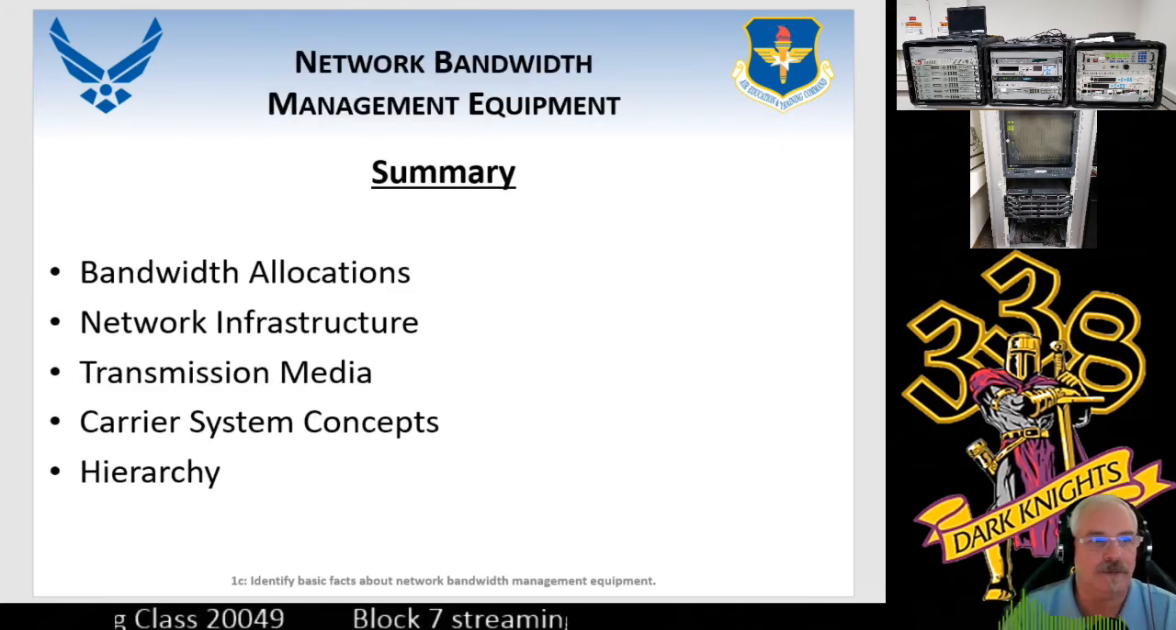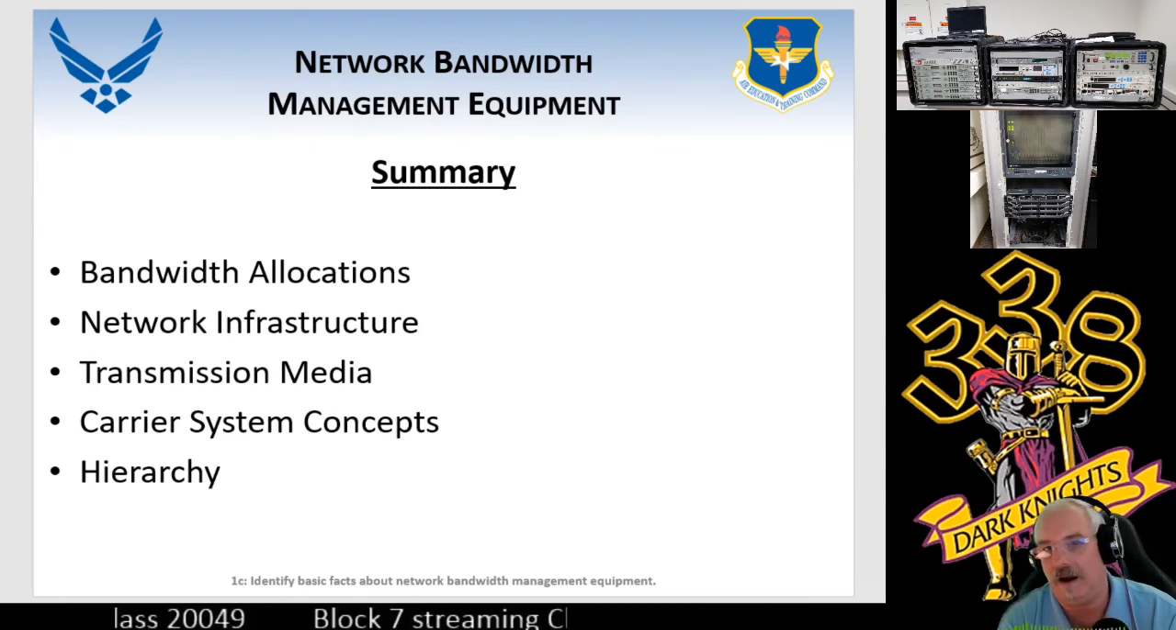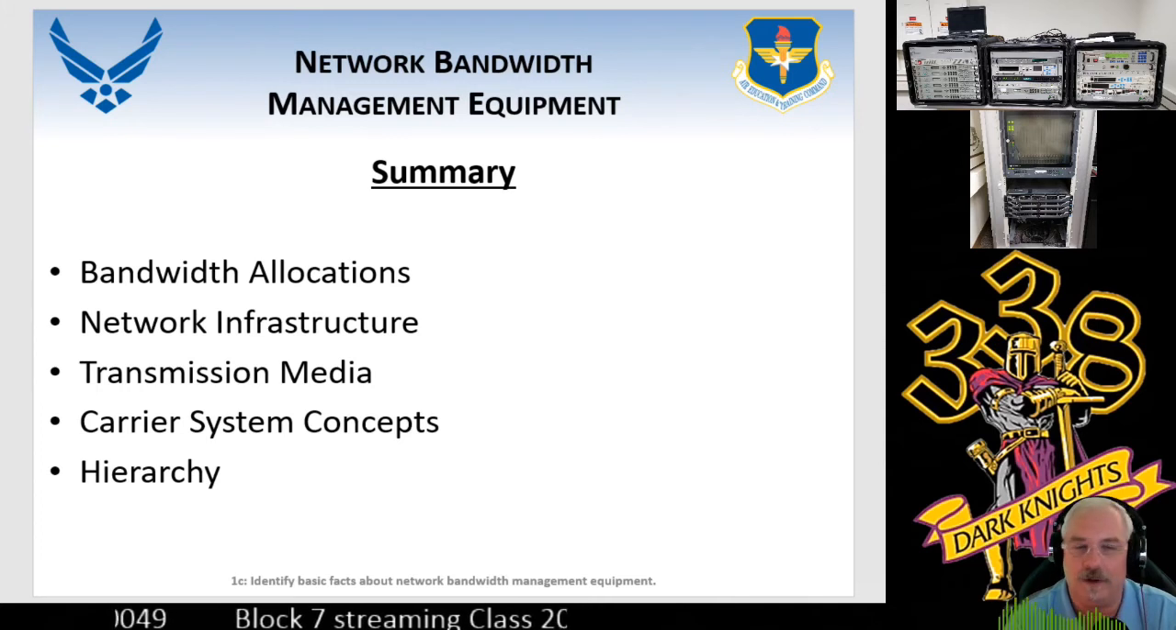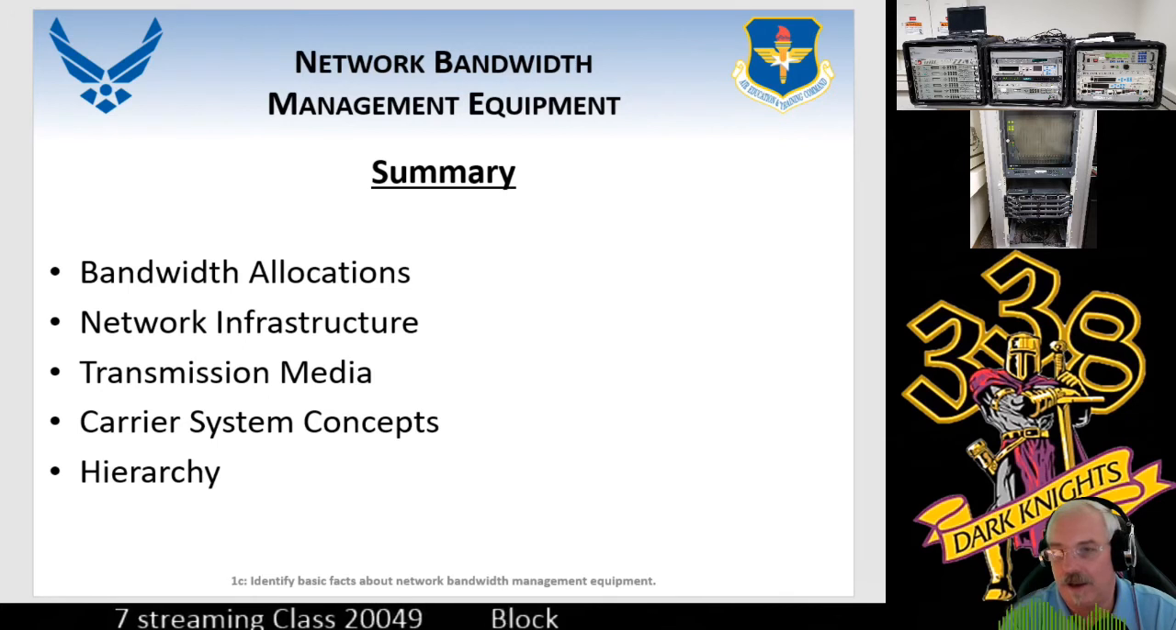So we looked at bandwidth allocations. Airman Thomas, what were the 4 bandwidth allocations that we went over? Could you repeat that? I didn't hear you, sir. Sure. We discussed 4 different types of bandwidth allocations. What are they? Conventional, demand assigned, time of day, and dynamic. Good.